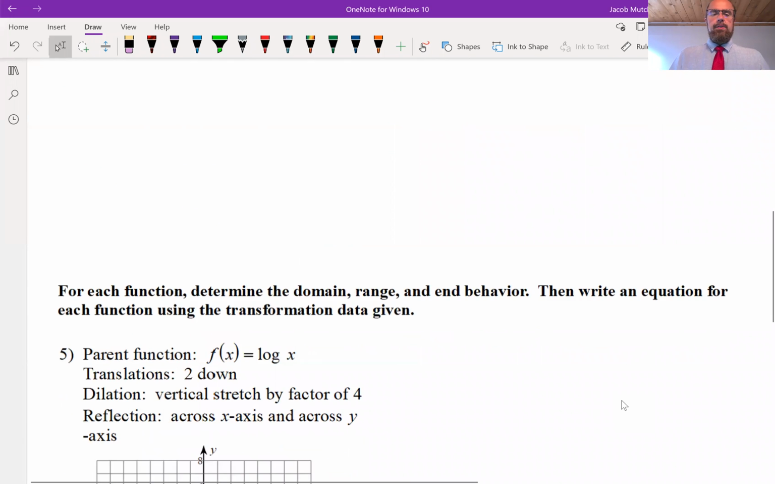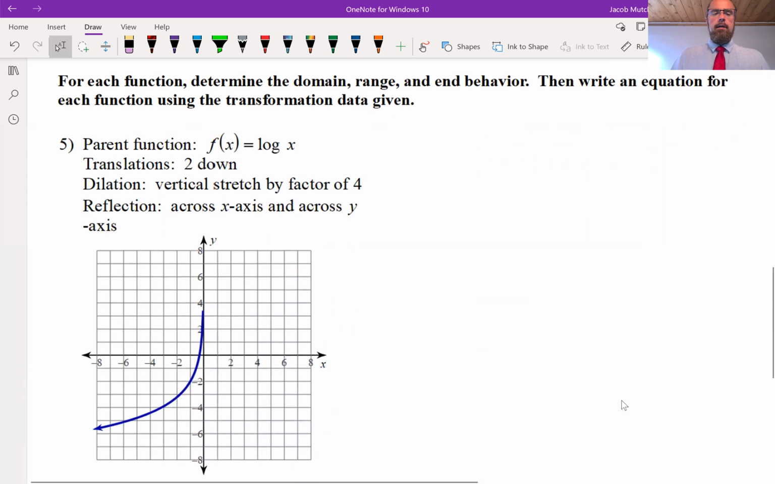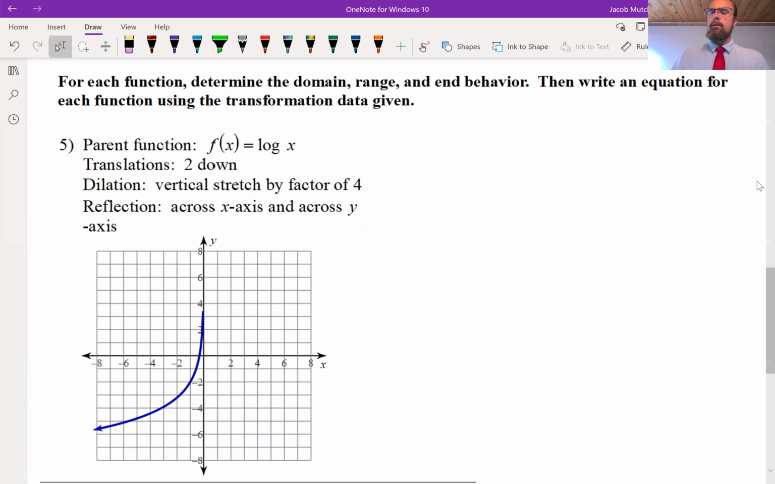Well, let's take a look at a second example. So here I've got a function that's been reflected several times. So it's got some other transformations, but the main difference between this and the first function is this one's been reflected at least twice. But let's find the domain, range, and end behavior first.